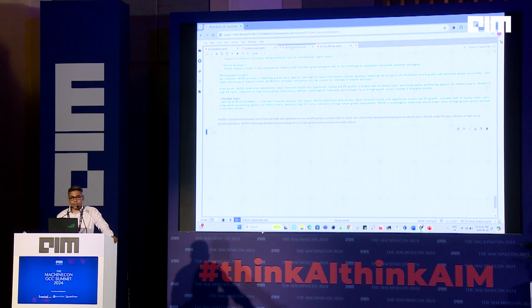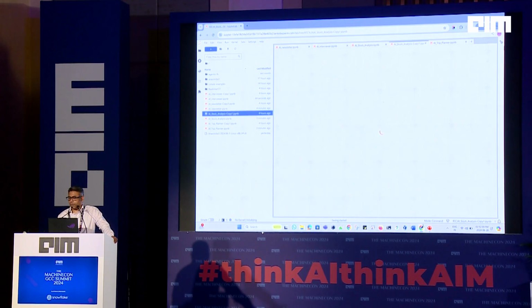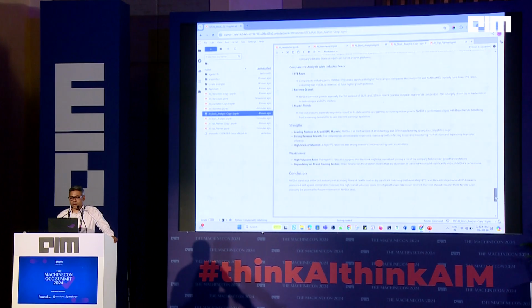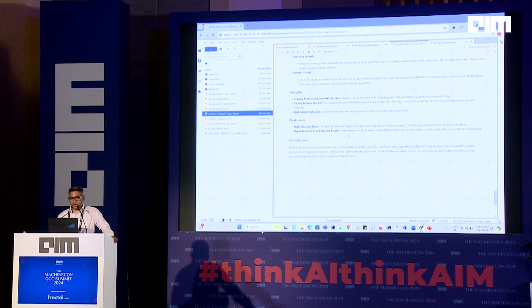So this is the stock analysis backup that I had. So this is what I got earlier when I had for some reason truncated the output. Key financial metrics have price earning ratio, earnings per share, debt equity, and if you scroll down, it talks about the strengths and weaknesses of NVIDIA. And it's not bad. Very small proof of concept.